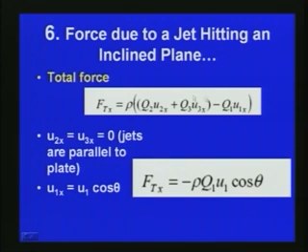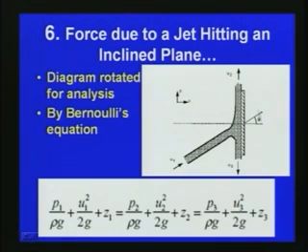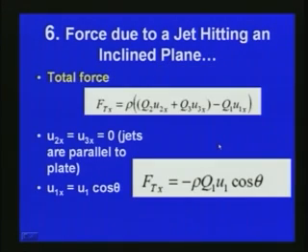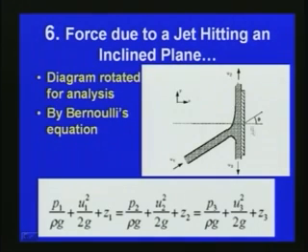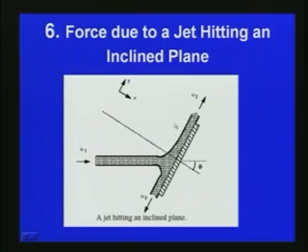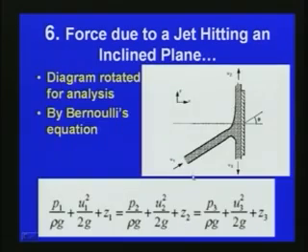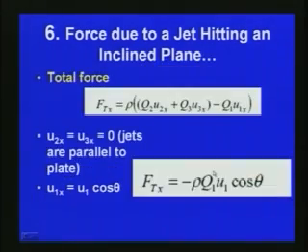Since U1X is equal to U1 cos theta, where this angle is theta, finally we simplify the equation to FTX, the total force in the x direction, is equal to minus rho Q1 U1 cos theta. This will be the force acted upon by this inclined jet on this plane, in this particular case where we consider the plane is inclined and the jet is horizontal.